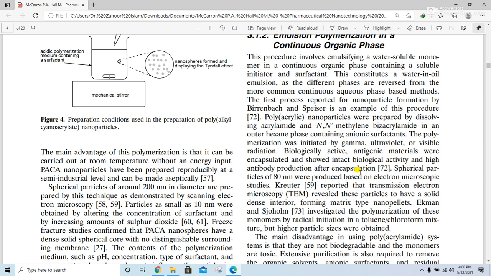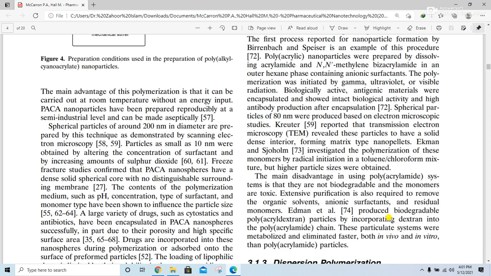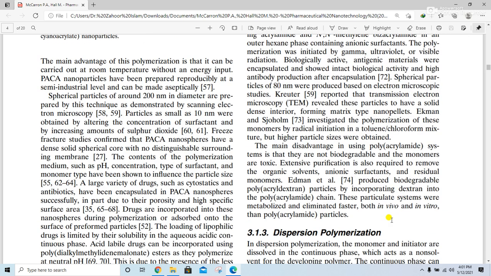Crowther reported that the transmission electron microscopy revealed the particle to have a solid dense interior forming matrix-type nanopellets. Ekman and Jolom investigated the polymerization of those monomers by radical initiation in a chloroform mixture, but higher particle sizes were obtained.